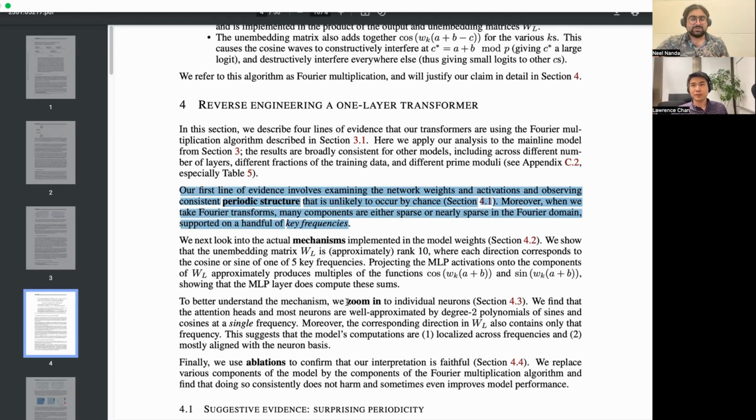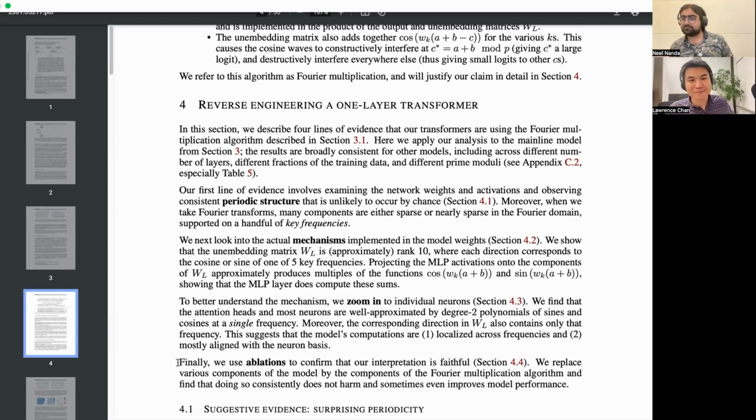Then the third line of evidence: we look at specific neurons, and we see that the neurons represent these cos W(A+B) and sin W(A+B) terms, though with some other stuff. And also the wild thing that the neurons cluster into different frequencies. And finally, we use ablations to verify that we aren't lying to ourselves, by deleting loads of stuff that our algorithm says shouldn't matter and showing that it doesn't matter, and deleting stuff our algorithm says should matter and showing it breaks everything.